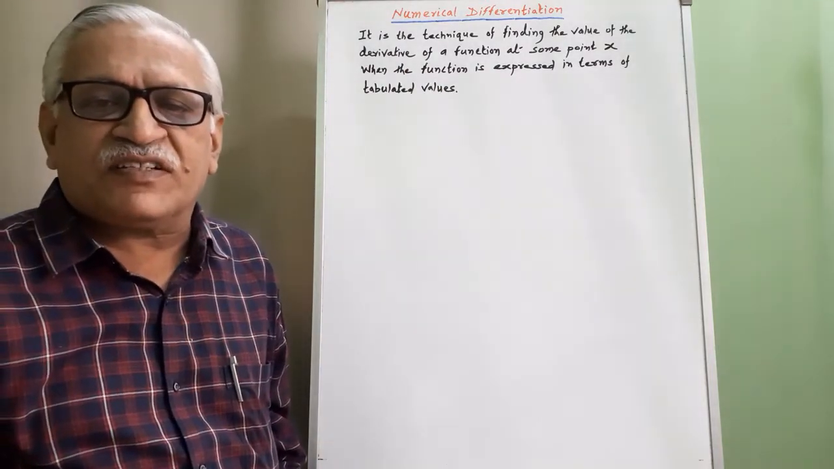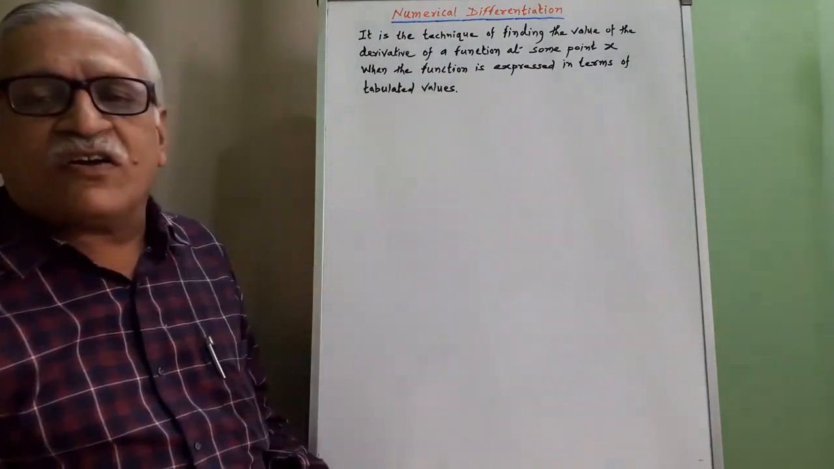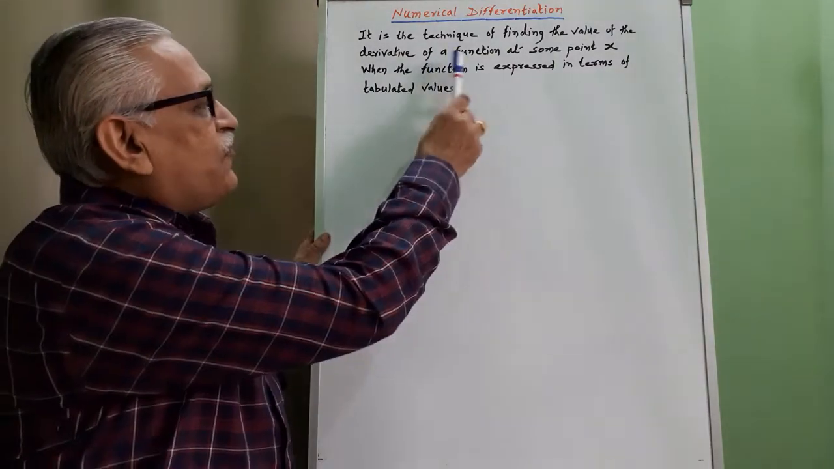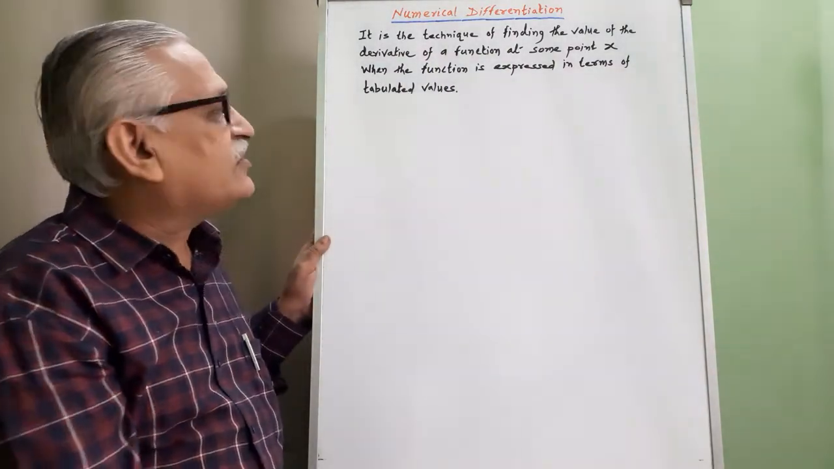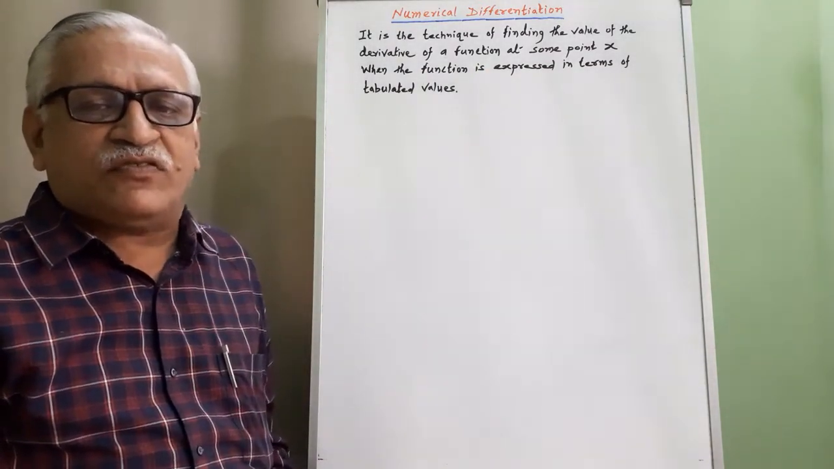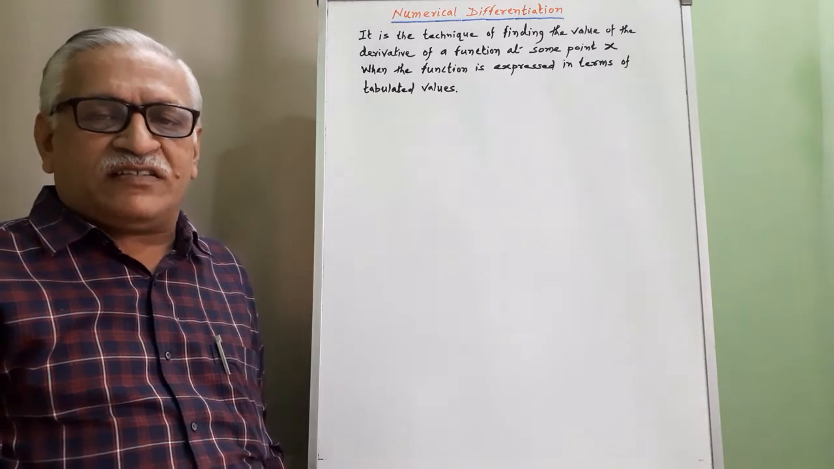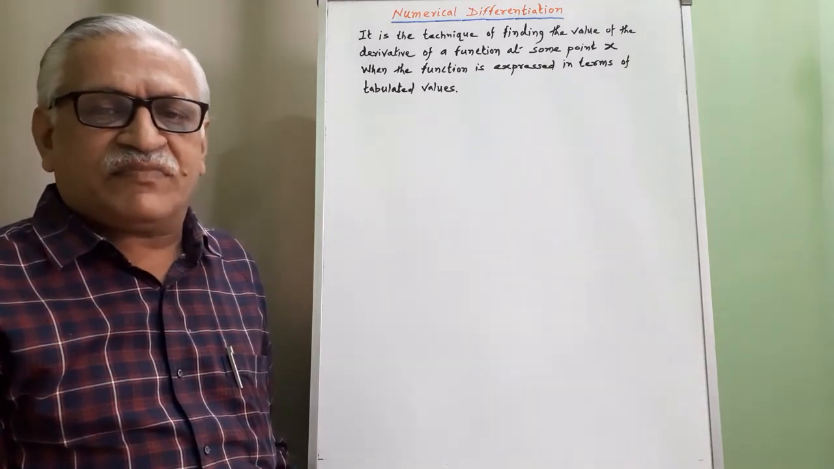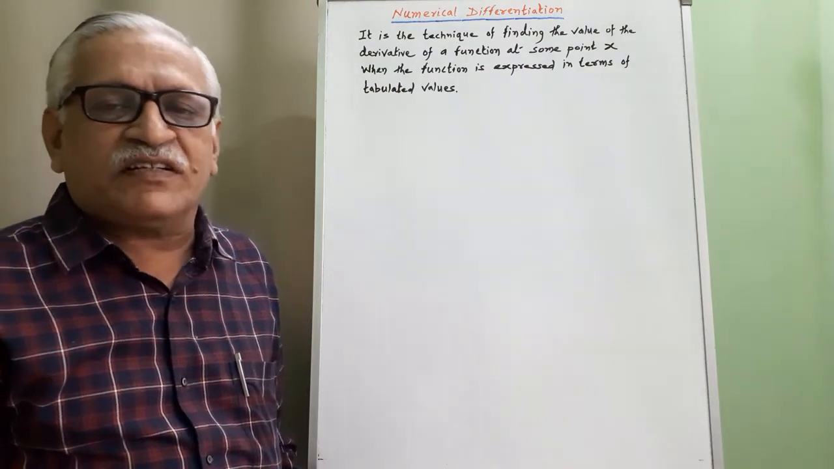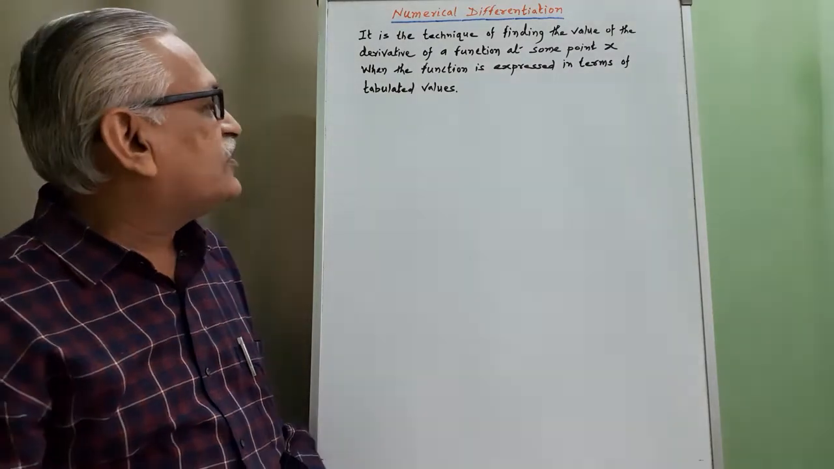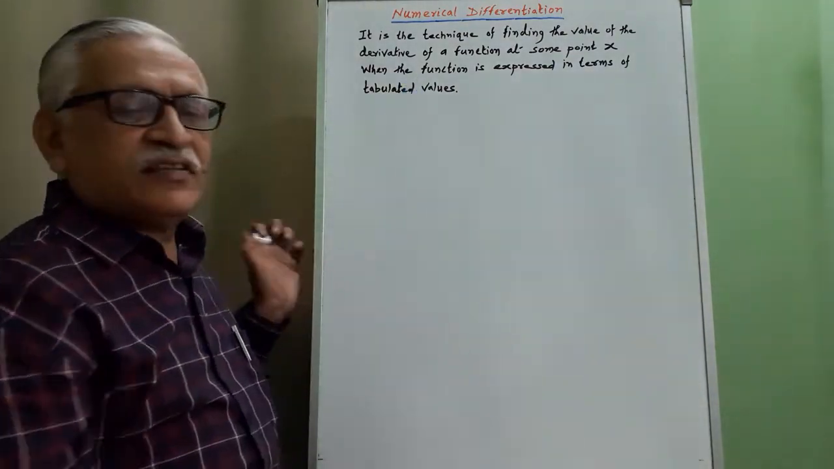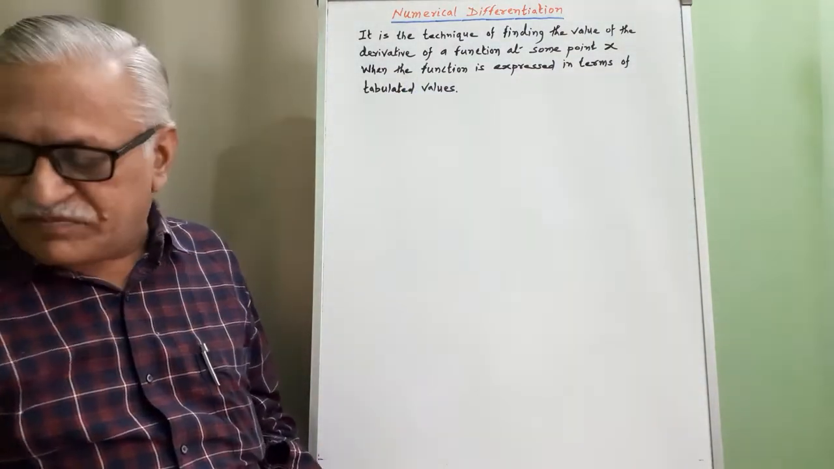What is numerical differentiation? It is the technique of finding the value of the derivative of a function at some point x when that function is expressed in terms of tabulated values. Means it is not directly given as a function like sin x, cos x or e raised to x. It is expressed in terms of tabulated values. Then that process is called numerical differentiation.